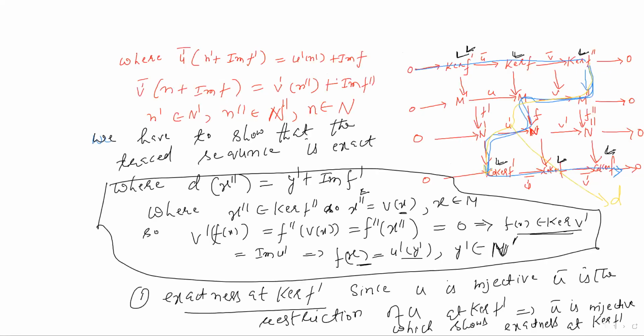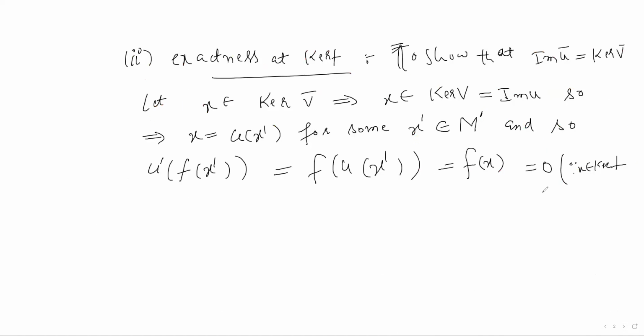क्योंकि x आपने कर्नल ऑफ v बार में लिया है. कर्नल ऑफ v बार का डोमेन क्या है आपका? कर्नल ऑफ f. कर्नल ऑफ v बार इज ए सबसेट ऑफ कर्नल ऑफ f, है ना? Kernel of v bar is a subset of kernel of f. So f of x is 0. So actually this says that 0 equal to u dash of 0. So u dash f x dash is u dash 0.